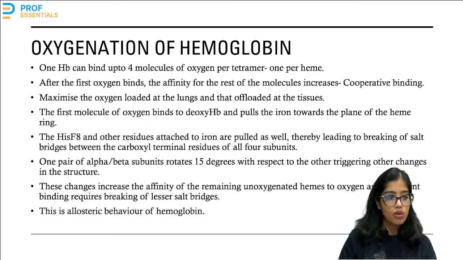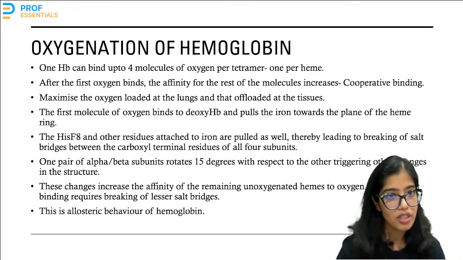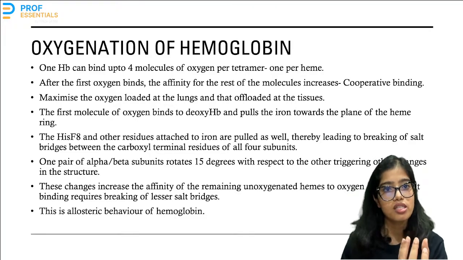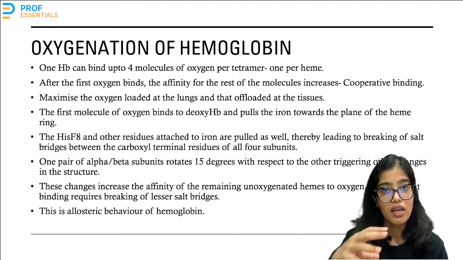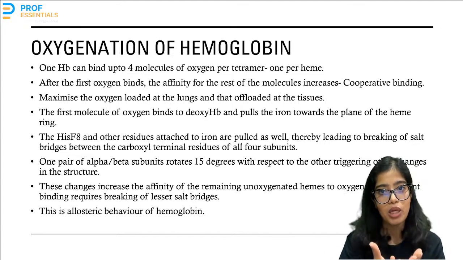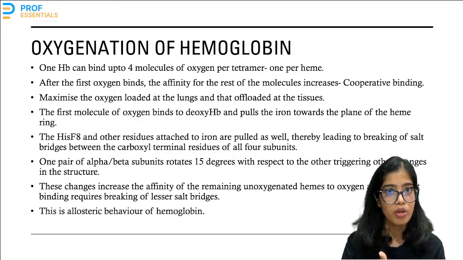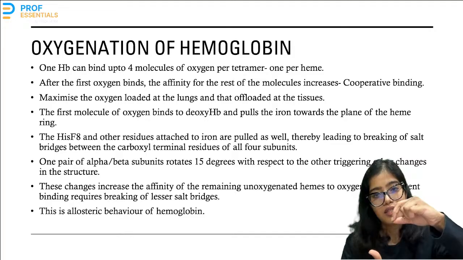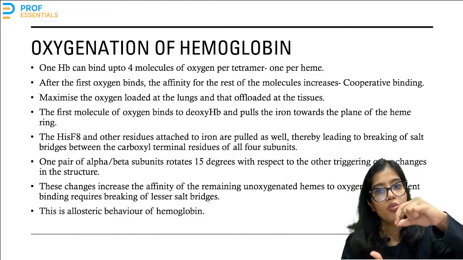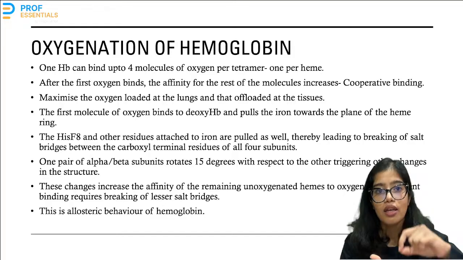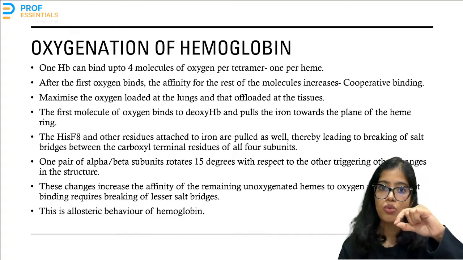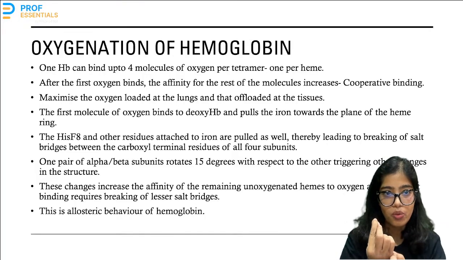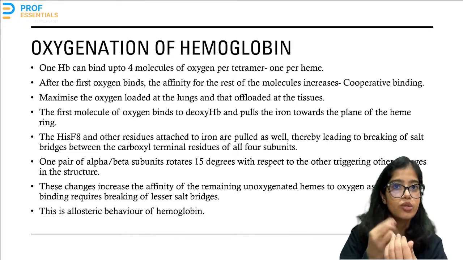The first molecule of oxygen binds to deoxyhemoglobin and it pulls the iron towards the plane of the heme ring. We know this, right? The iron is slightly below, about 0.03 nanometers below, because of the pull from histidine F8. Now, as oxygen binds, it pulls it by 0.02 nanometers into the plane of heme. Now, the his F8 residues which are attached to iron are also pulled, and the his F8 residues also pull the rest of the residues along.